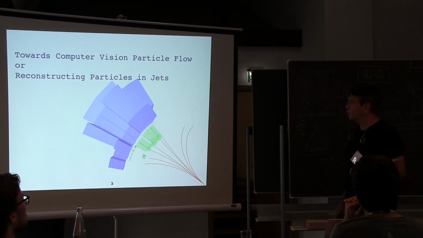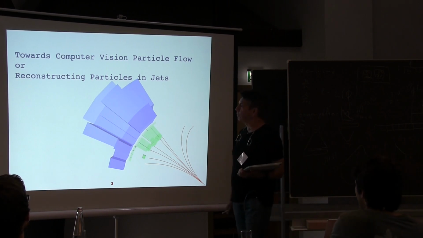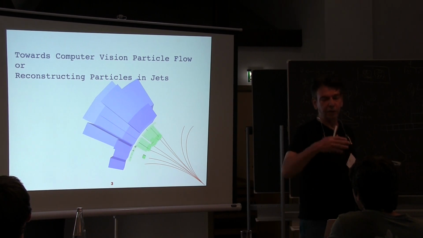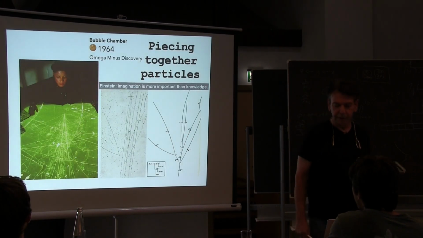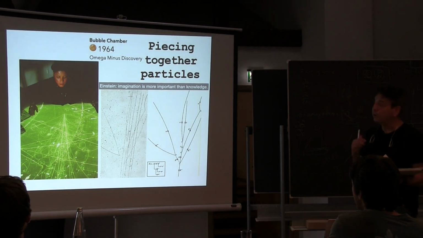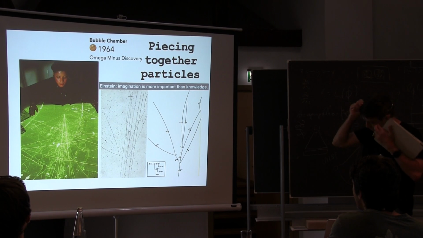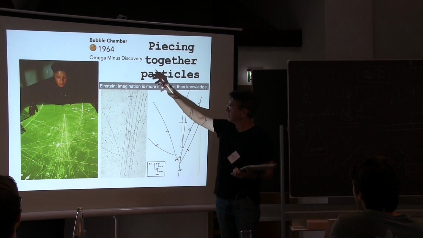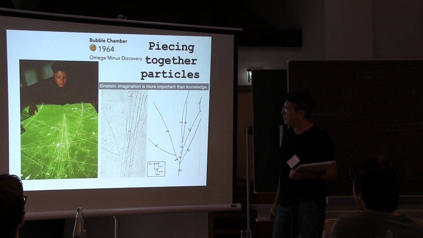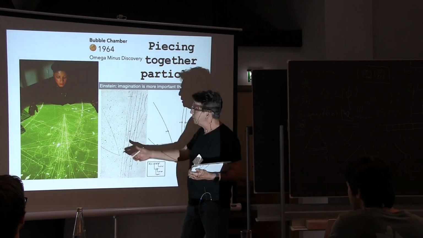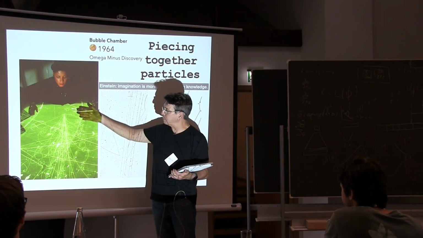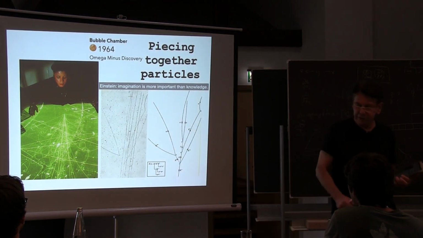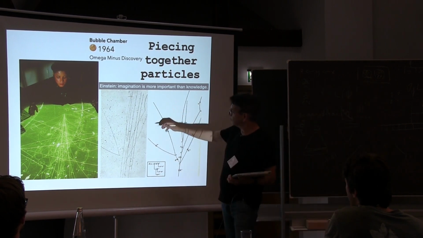The whole idea started a few years ago when we wrote a paper towards computer vision particle flow. We want to reconstruct particles in jets. You see the detector output and you want to reconstruct the particles. So in 1964, when they started particle physics more or less, and there was the omega minus discovery in a bubble chamber, they reconstructed particles simply with special people who were trained as scanners, that's what they called them. They used special rulers and geometrical tools in order to draw tracks.